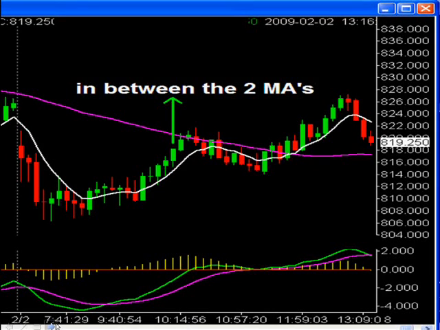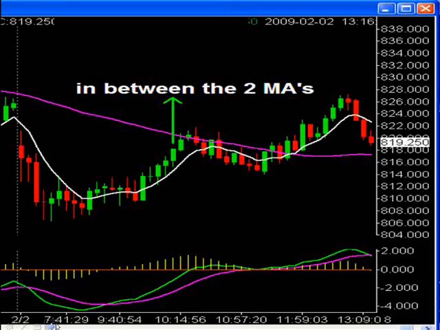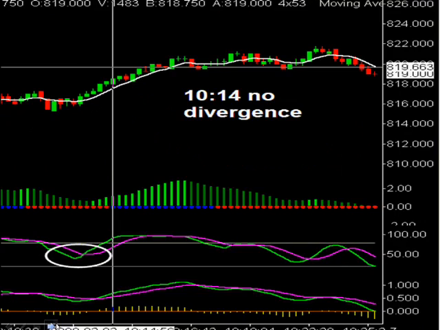I like to see at least 6 to 8 points in between the 2 moving averages if I were going to take a scalp, but ideally you like to see price above both moving averages or below both moving averages, respectively, if you're going long or short. So you did have a scalp trade setting up at that time, but you wouldn't take it for the reason I just showed you on our longer tick chart.